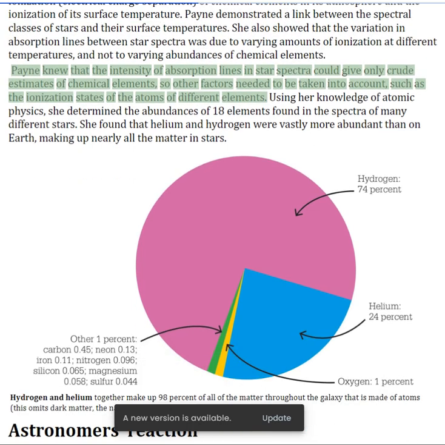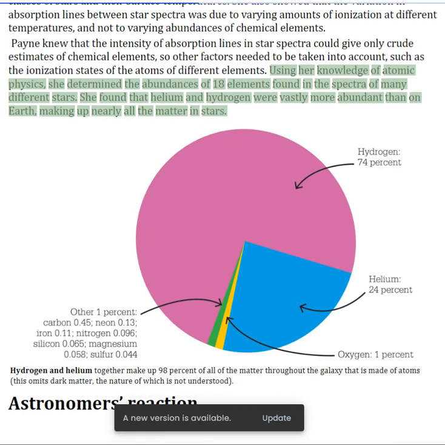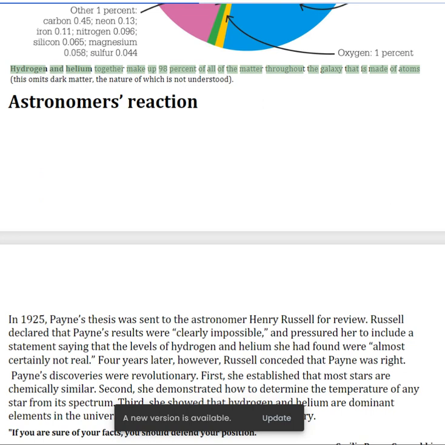Payne knew that the intensity of absorption lines in star spectra could give only crude estimates of chemical elements, so other factors needed to be taken into account, such as the ionization states of the atoms of different elements. Using her knowledge of atomic physics, she determined the abundances of 18 elements found in the spectra of many different stars. She found that helium and hydrogen were vastly more abundant than on Earth, making up nearly all the matter in stars. Hydrogen and helium together make up 98% of all of the matter throughout the galaxy that is made of atoms.